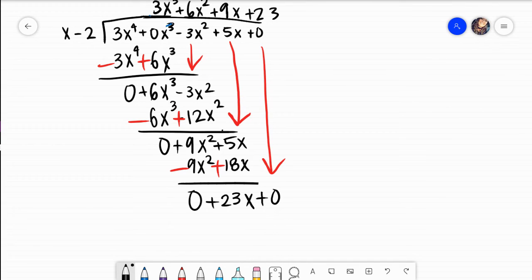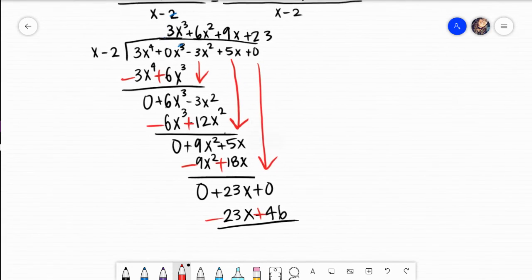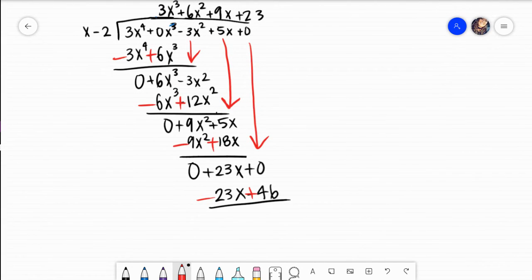Now this is where we do our multiplication. 23 times x is 23x. 23 times 2 is 46. Signs are different, so it's negative. Draw your line, change your signs. Try to make this smaller. Now, if you look right there, you notice that we have additive inverses. They go to 0, and then 0 plus 46 is just 46.